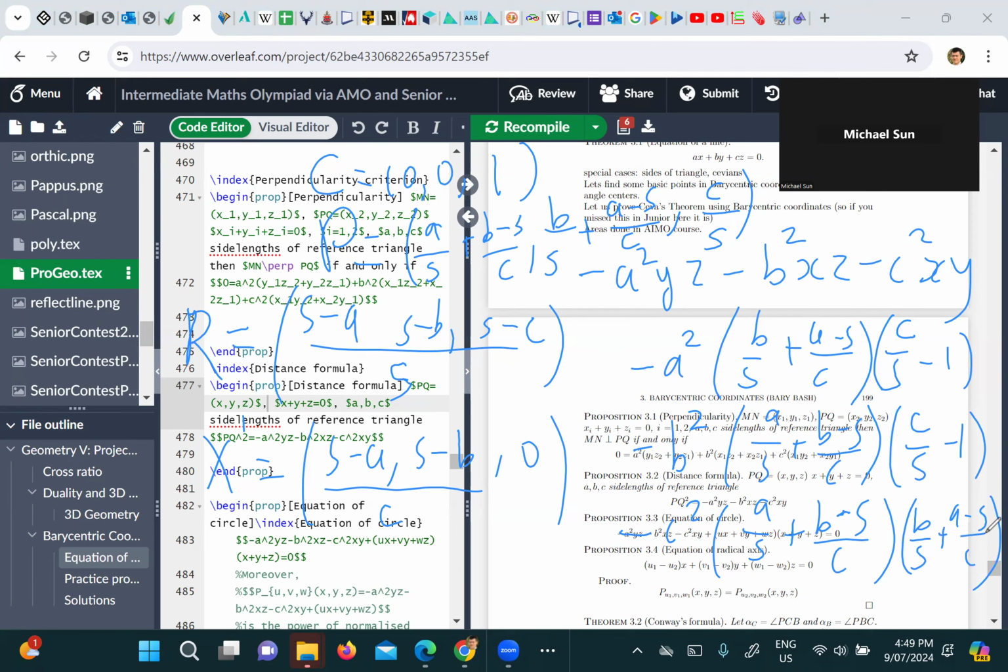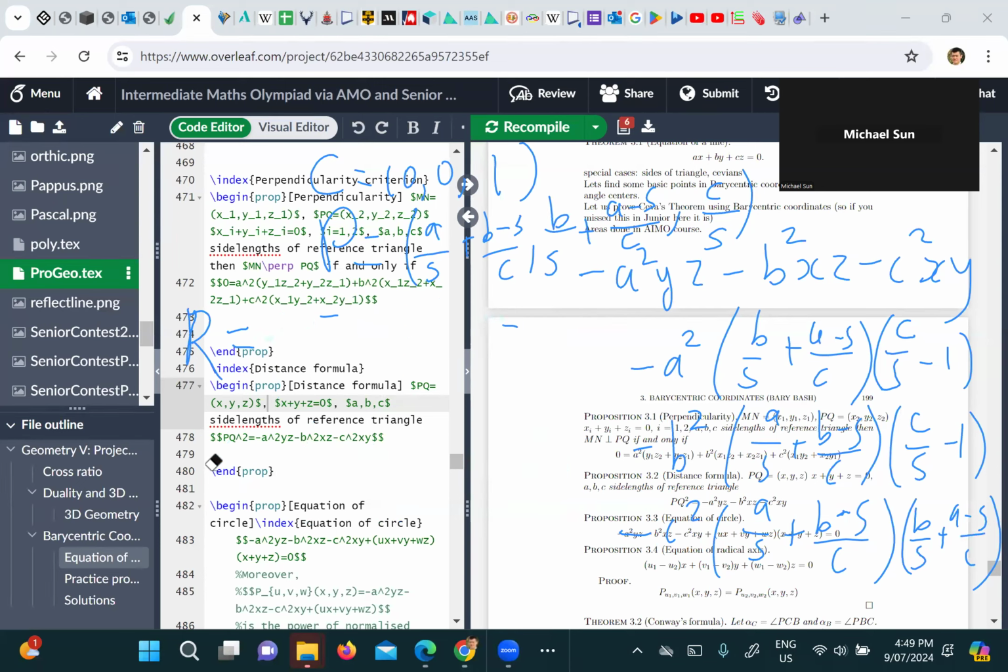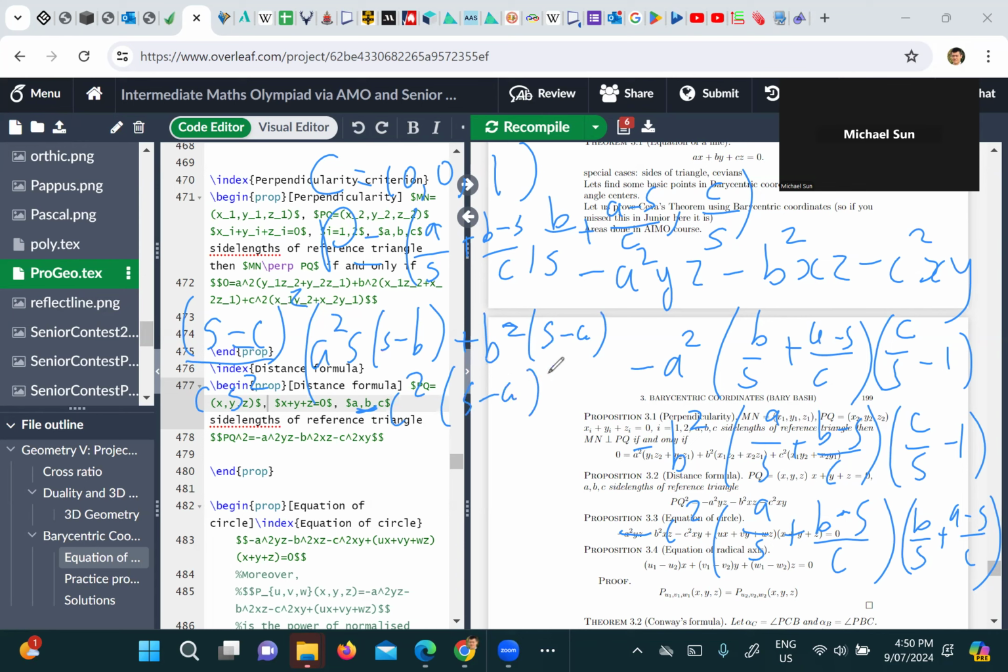And then for RX, it's S minus C all squared, CS squared, A squared S minus B plus B squared S minus A minus C squared S minus A, S minus B. Is that what you got? Yeah.